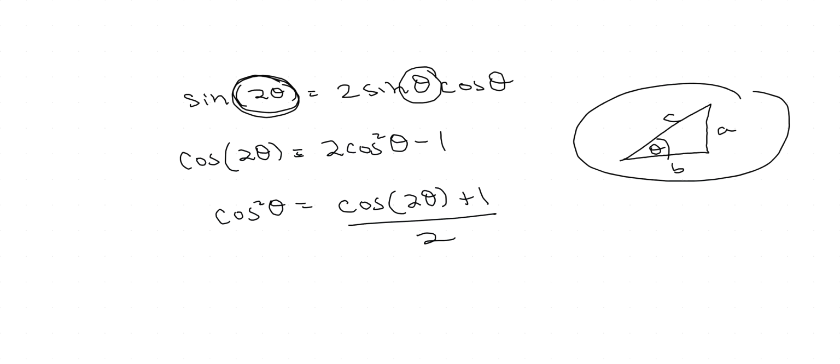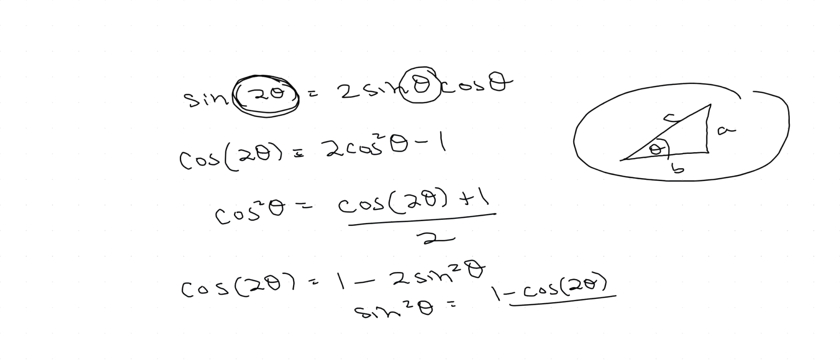Similarly, you have cosine 2 theta equals 1 minus 2 sine squared theta. So maybe I have a sine squared and I don't want it to be squared, then I can do the same thing. I solve for sine squared, and I get that sine squared theta is equal to 1 minus cosine of 2 theta, divided by 2. So these are just useful identities that you might use throughout the course.